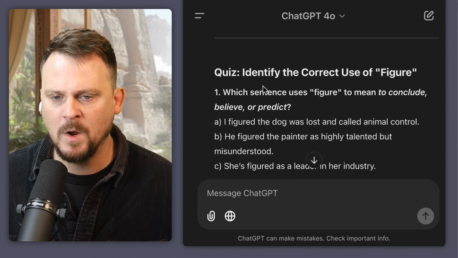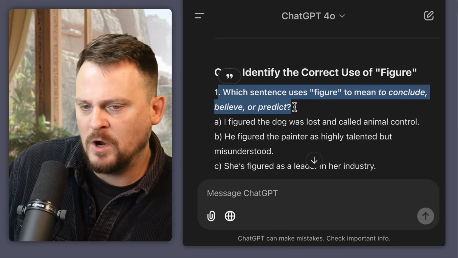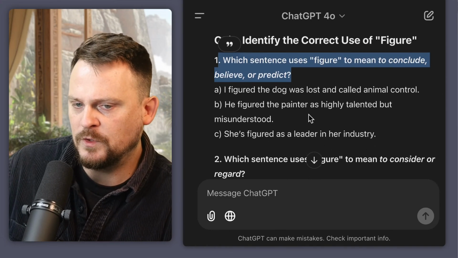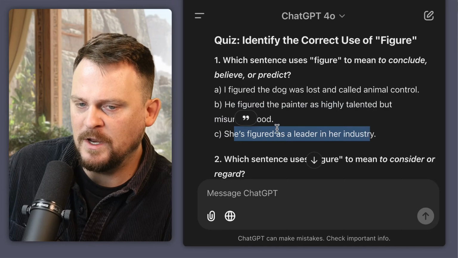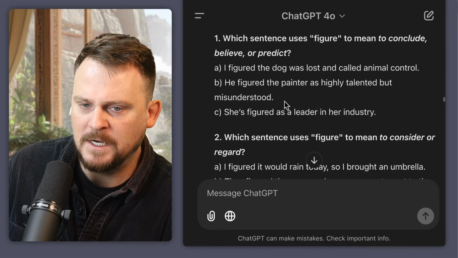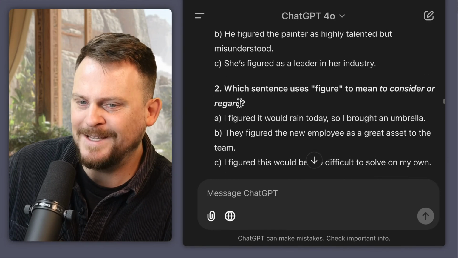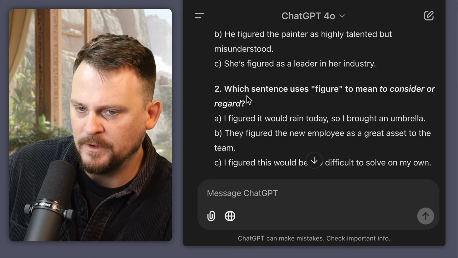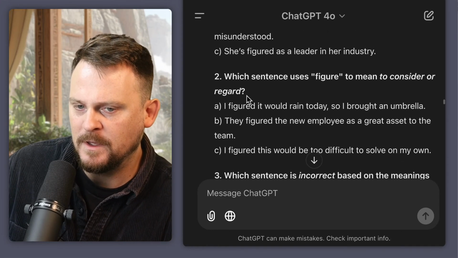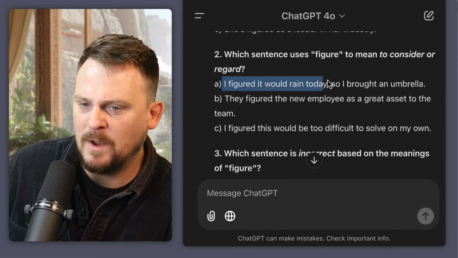The quiz. Which sentence uses figure to mean conclude? I figured the dog was lost and called animal control. He figured the painter as slightly talented. She figured as a leader in her industry. So A is the right answer. To conclude, I figured the dog was lost. So I'm seeing the as a sort of hint that doesn't mean conclude, but is more like the assumption meaning. I figured it would rain today, so I brought an umbrella.